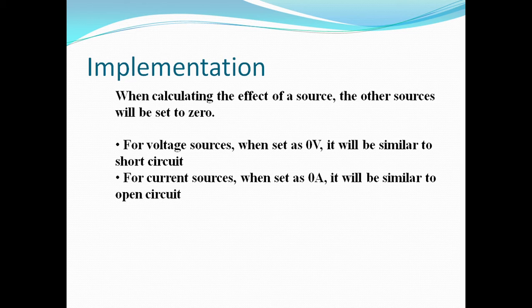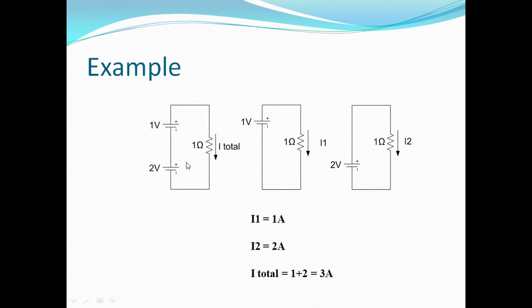When calculating the effect of one source, the other sources are set to 0, which means that the voltage sources are short circuited and the current sources are open circuited. For example, consider a circuit here with 1 volt, 2 volts and a 1 ohm resistor. So this network has two sources and a 1 ohm resistor. Our aim is to find the current flowing through this one.